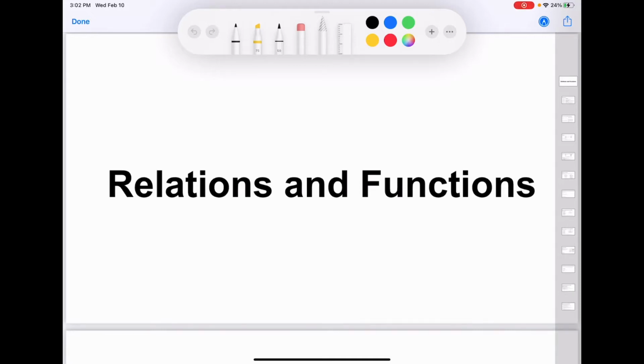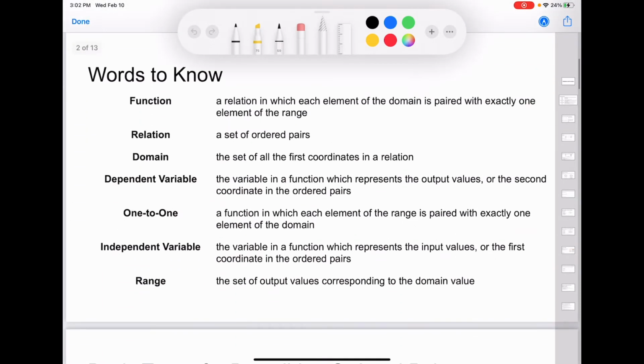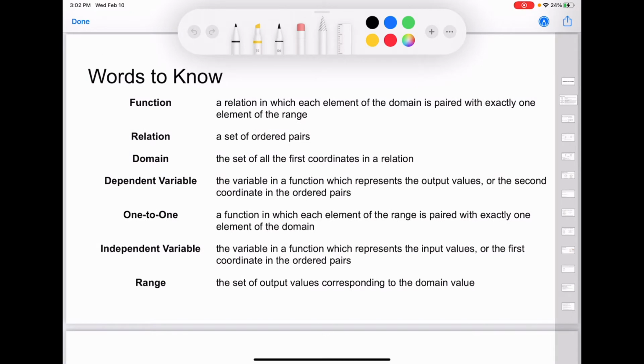Hello, today we're going to get into relations and functions. These are the different words we're going to look at today: function, relation, domain, dependent variable, one-to-one, independent variable, and range. Please keep an eye out for these words throughout this lesson.